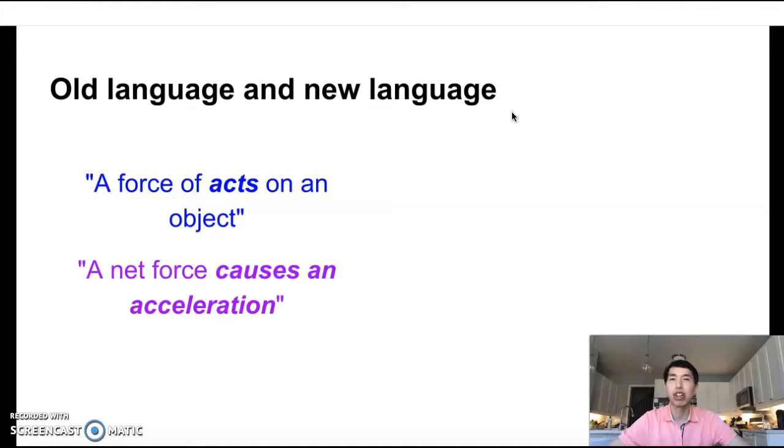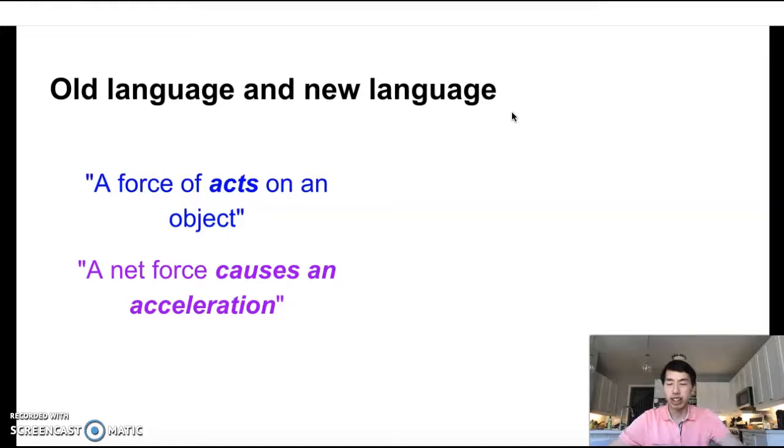We've also seen how a net force can cause an acceleration. That's Newton's first and second law, really. If you have a net force on an object, it can cause an acceleration. So a force acts on an object, and forces cause accelerations on an object.